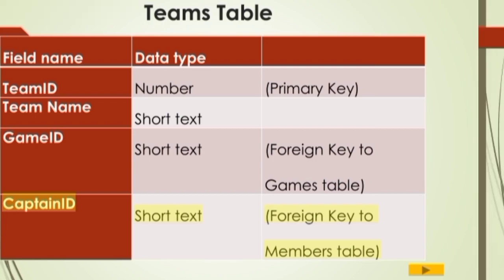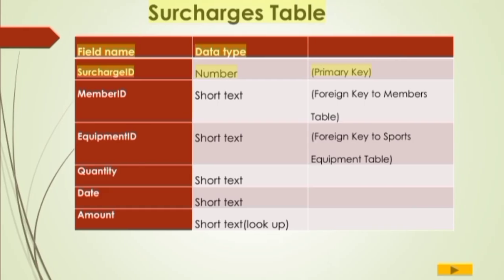Surcharges table. Field name, data type. Surcharge ID, number, primary key. Member ID, short text, foreign key to the members table. Equipment ID, short text, foreign key to the equipment table. Quantity, short text. Date, short text. Amount, short text, lookup.